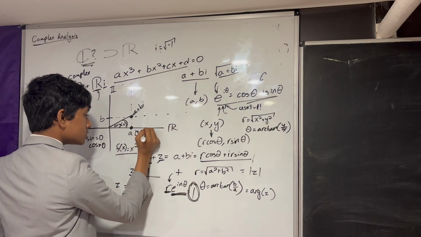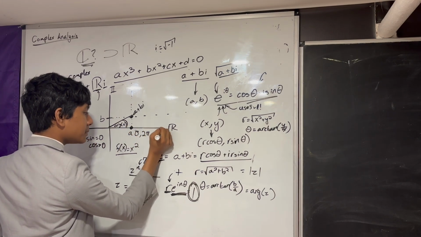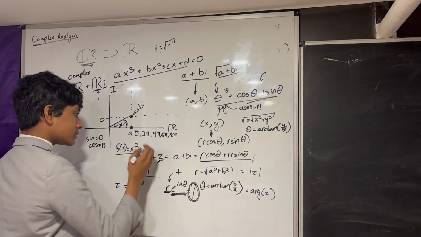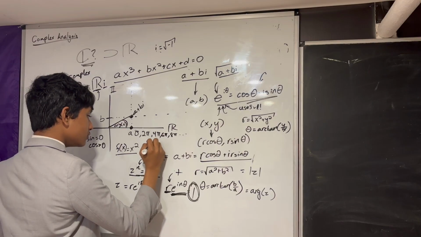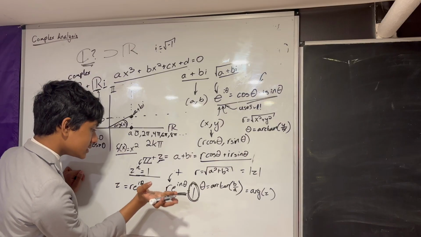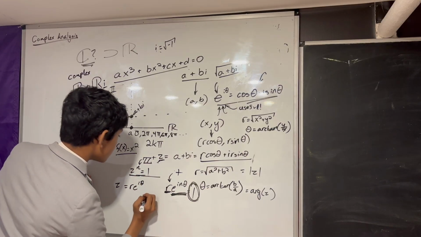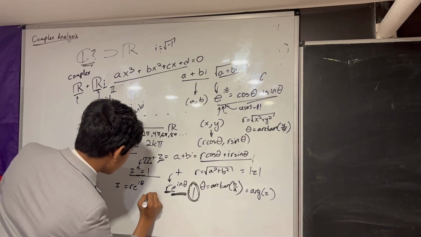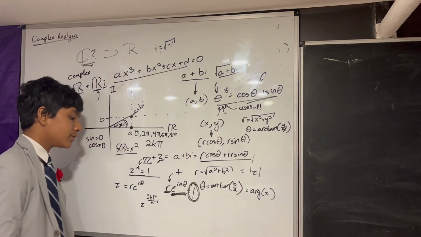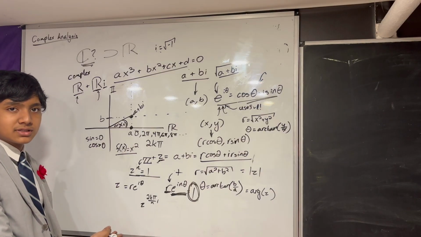Well, at 0, 2 pi, 4 pi, 6 pi, 8 pi, just 2k pi. Which means that the solutions to this equation are going to be z equals e to the 2k pi i over n. You might say, well, that's infinite.